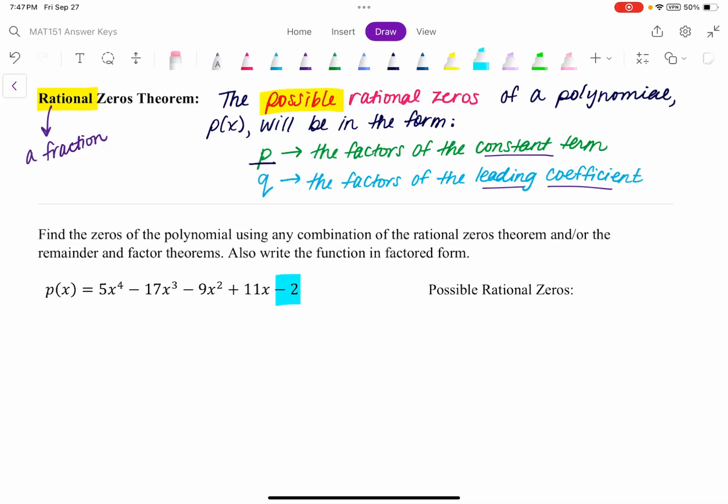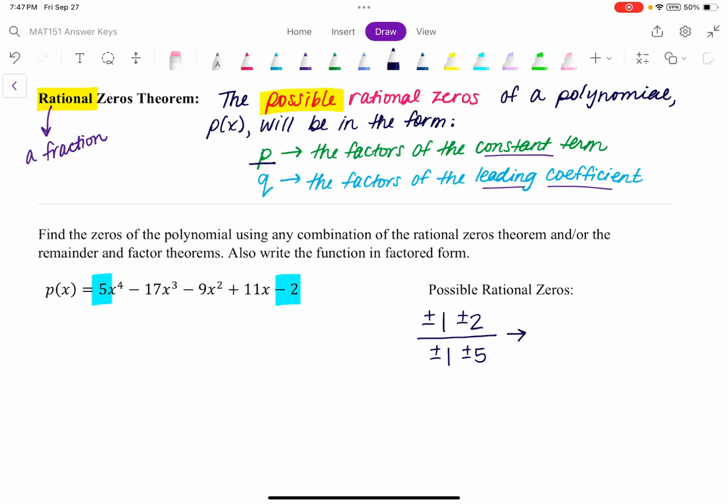So we're going to list all of the factors of -2, both positive and negative, the numbers that divide evenly into -2, in other words, which would be both ±1 and ±2. And then we divide that by the factors of the leading coefficient, in this case, which is 5. So all the numbers that divide evenly into 5, which would be ±1 and ±5.